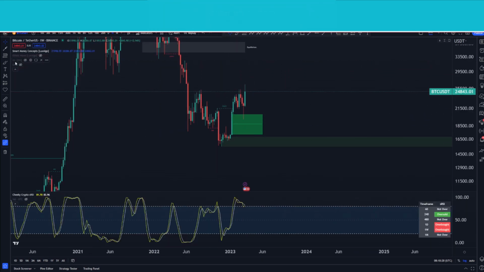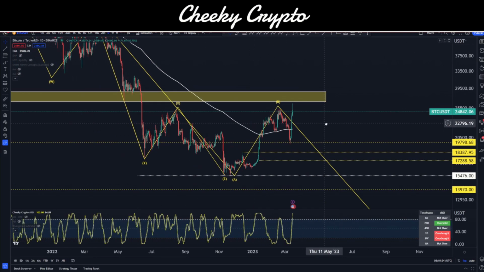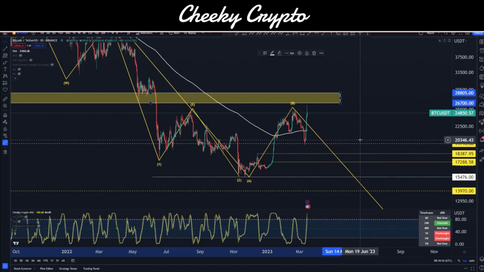The weekly time frame right here, if I do throw on, come back to this one. Let's go to this one. So this is our weekly time frame here. We can see that this area is of interest to us, 26,700 to 28,805.